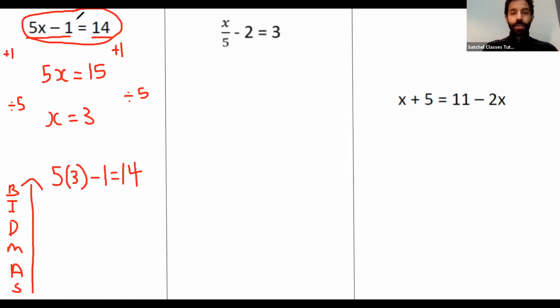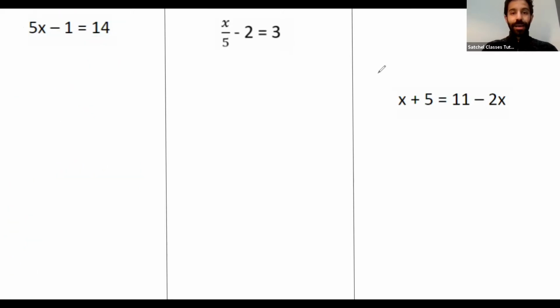Okay, and moving on to the next example. So I'm just going to erase all of this. Now here we have a slightly different situation. So we're saying x over 5. X over 5 is the same as x divided by 5. So x divided by 5 minus 2 will give us 3. What is x? So once again, we're going to do the opposite of BIDMAS.